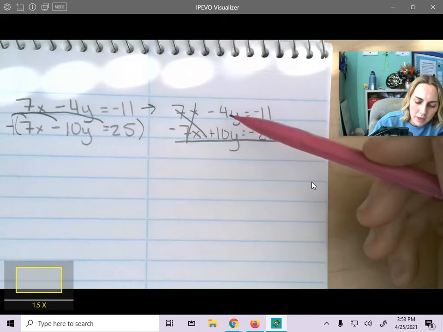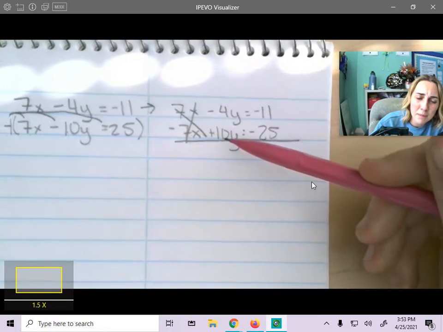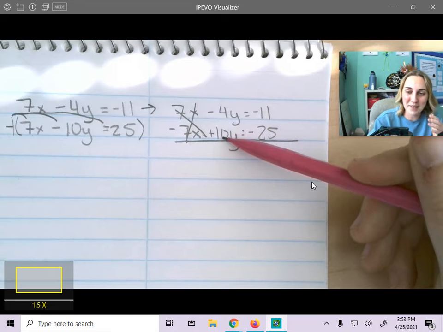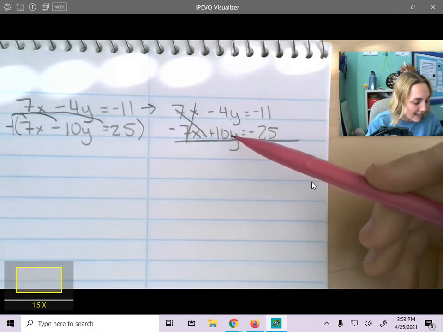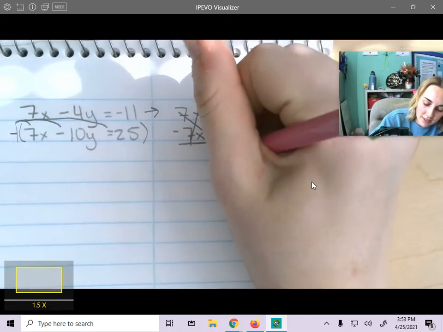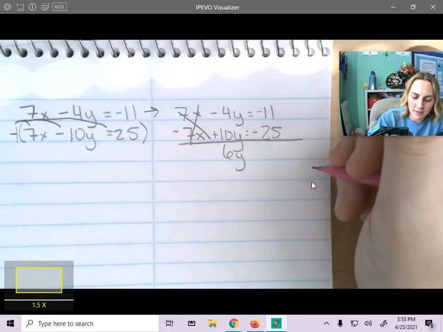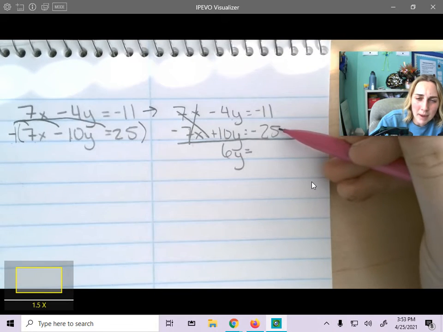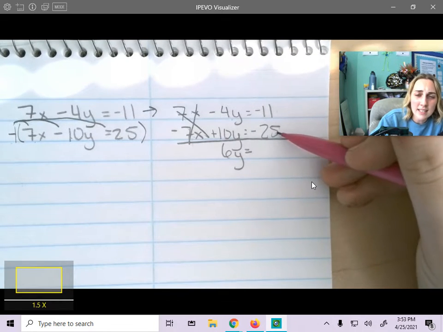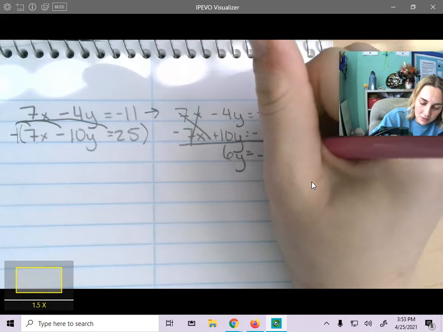What I have right here is negative 4 plus 10. That is going to give me a positive 6y left over. And then what I have here is negative 11 minus 25. Guys, this is going to be negative 36.